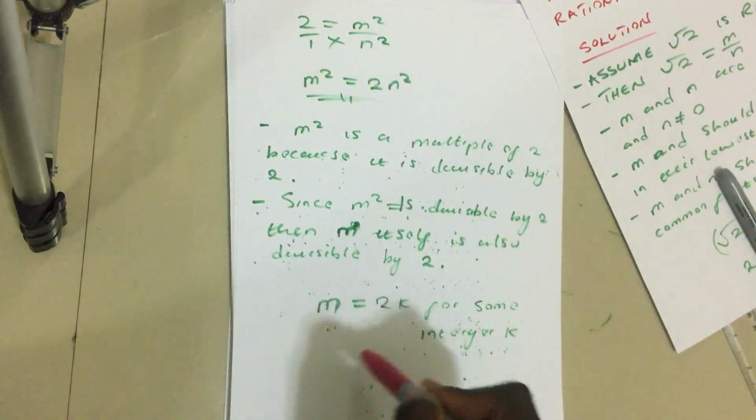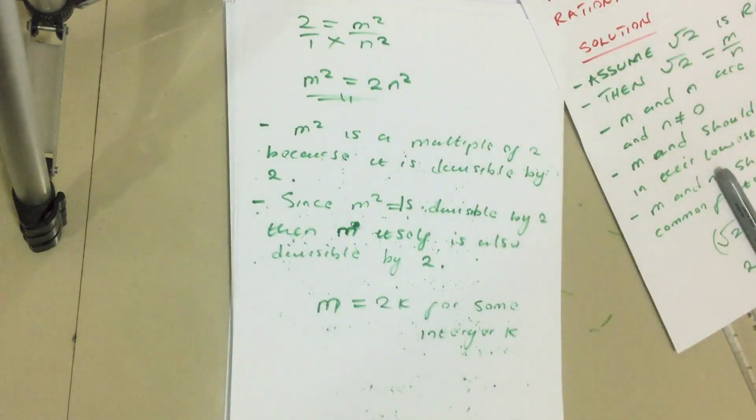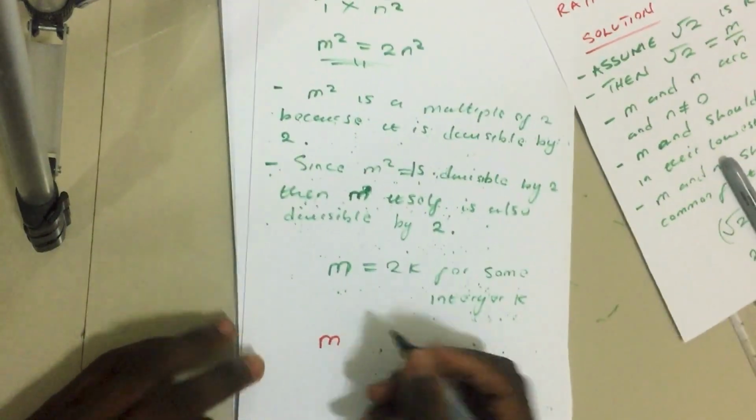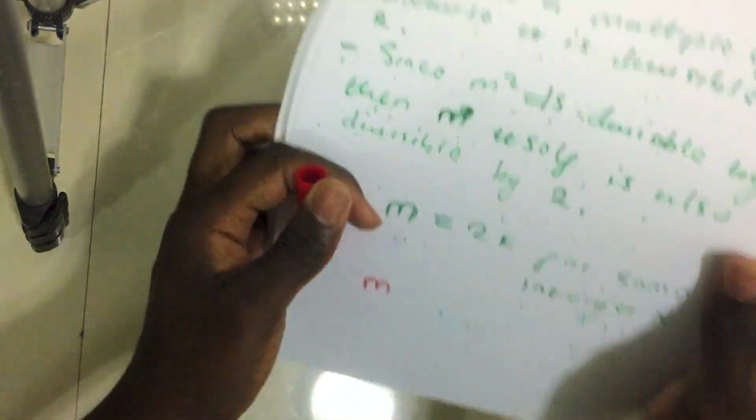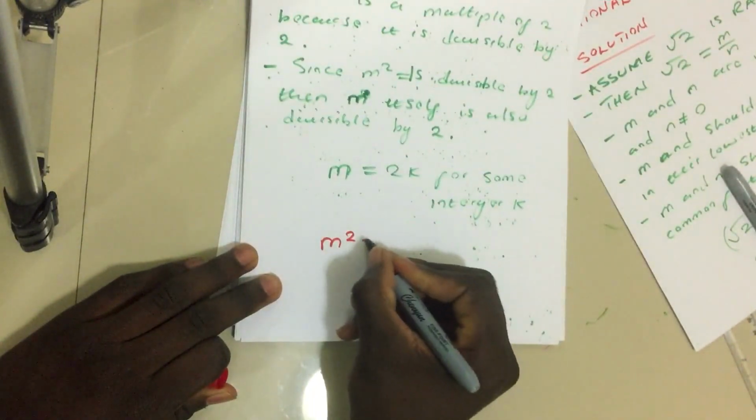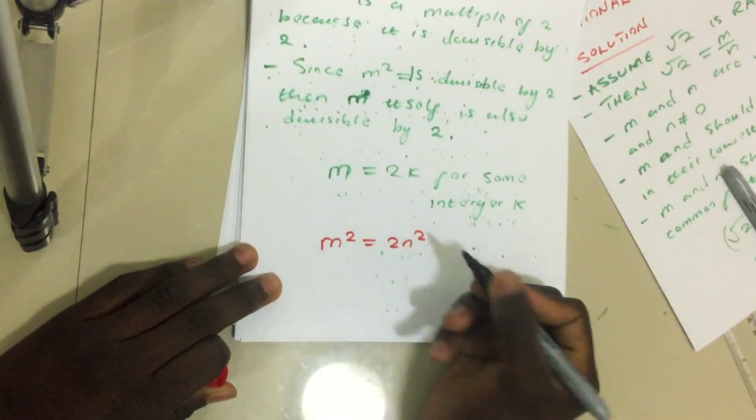Now, because we've shown that, we're going to go back to our original expression, which is m squared. Let me move that up, which is m squared is equal to 2n squared.